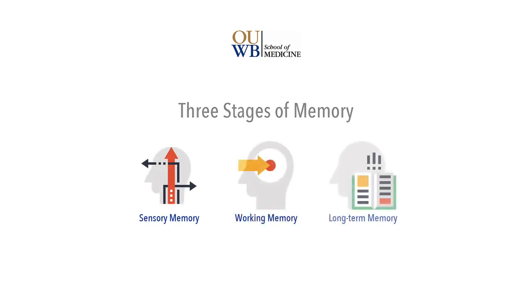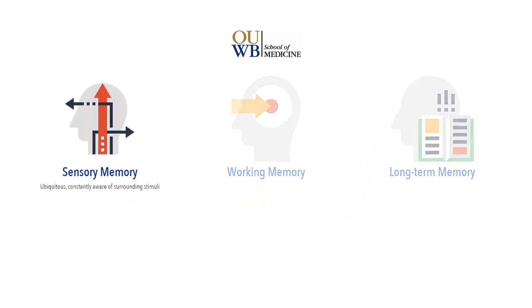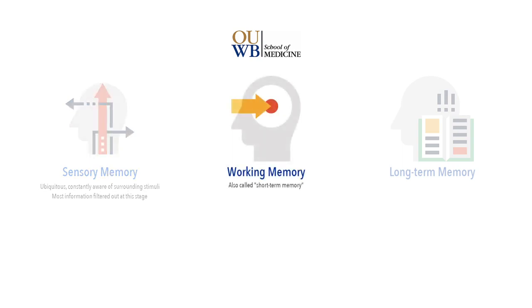There are three primary stages of memory: sensory memory, working memory, and long-term memory. Sensory memory is ubiquitous and constantly aware of the world surrounding us. Most information perceived through sensory memory is almost immediately filtered out of consciousness, as we determine what warrants further attention and what does not. Working memory, sometimes referred to as short-term memory, is involved with those stimuli which we have chosen to pay attention to. In a learning environment, those are primarily things we see or things we hear. The goal of working memory is to make sense of what we perceive.